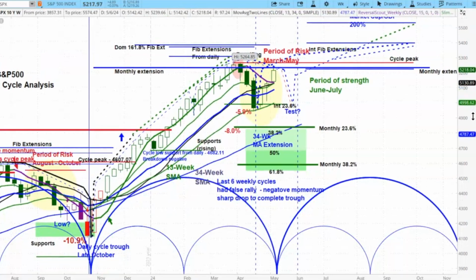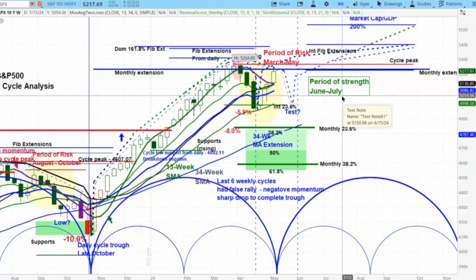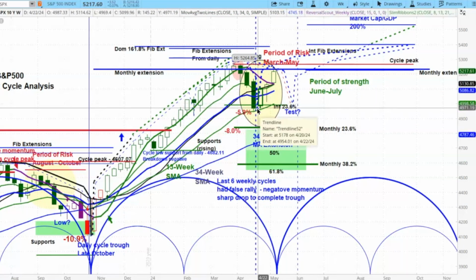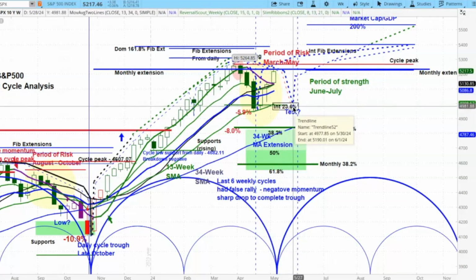So now the projections which we had for June, July as periods of strength are the same. It just looks like it started earlier, though there is an opportunity for one more pullback in here.